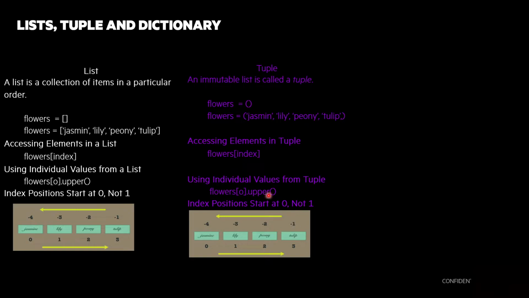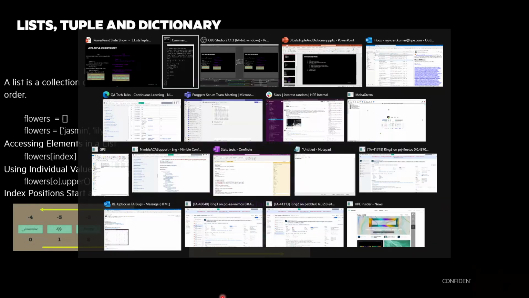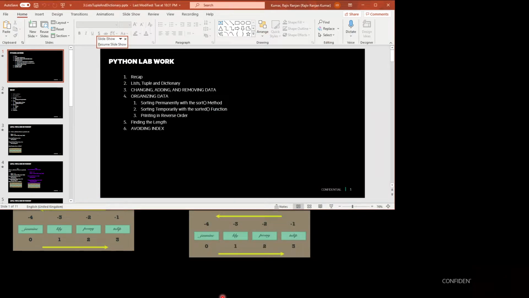Again, we'll be able to call upper on the list. Similarly, we can call upper on the tuple. And to access, it is the same. We can access this data either from indexes from the left side, or we can access from the right side using the minus.